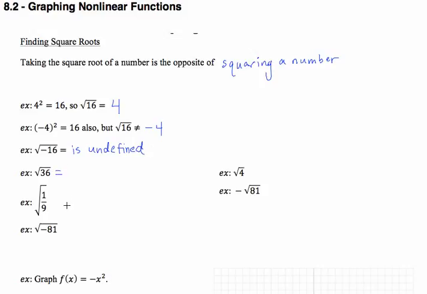Okay, so square root of 36, you ask yourself, what number squared equals 36? You should know, that is 6. Square root of 4, 2 squared is 4, so that is 2. Ooh, fractions, the square root of 1/9. What number, when you square it, do you get 1/9?